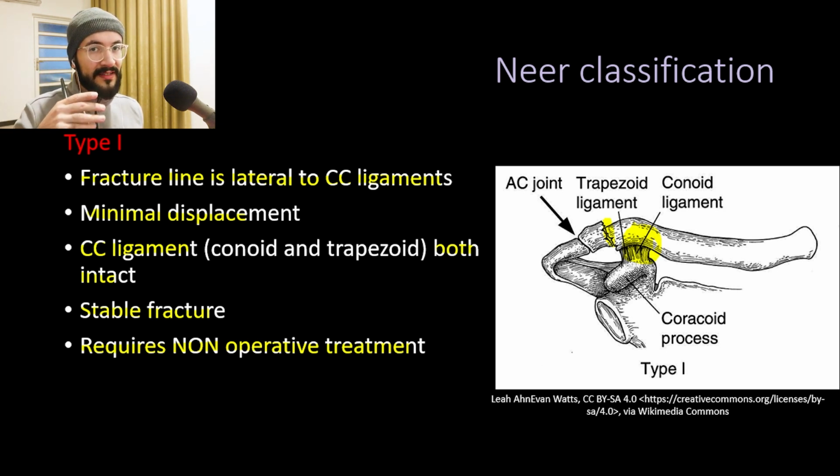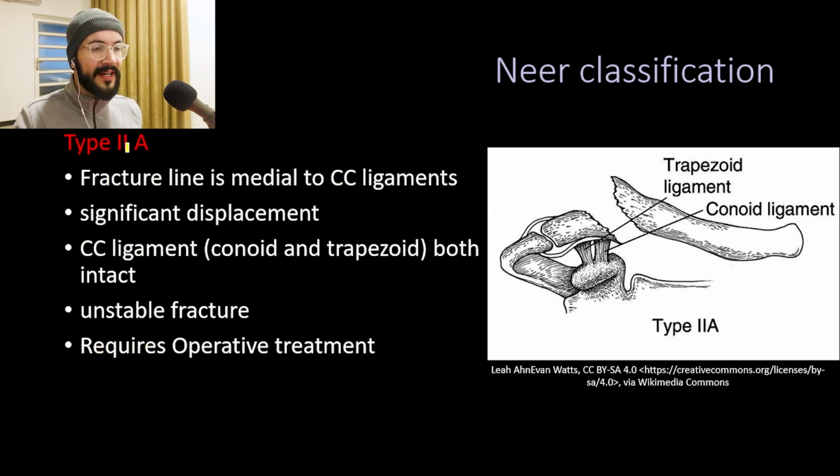So we apply a sling to the fracture and we keep it for about 2 to 3 weeks until the fracture heals. Moving on to type 2A, this is where the fracture line is medial to the coracoclavicular ligaments. So remember, the type 1 is lateral to the coracoclavicular ligament. Now the type 2A is medial to the coracoclavicular ligament, as you can see in this picture here. So this is the fracture here, and this is the coracoclavicular ligament here.